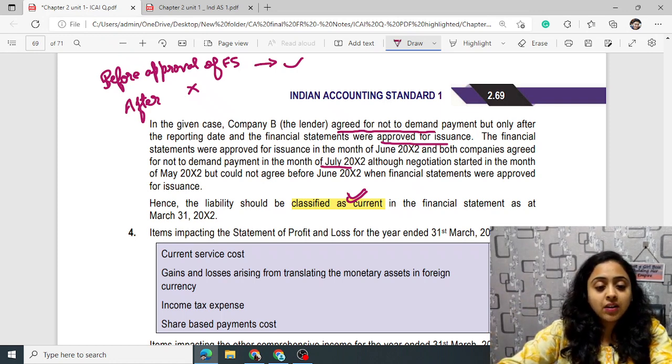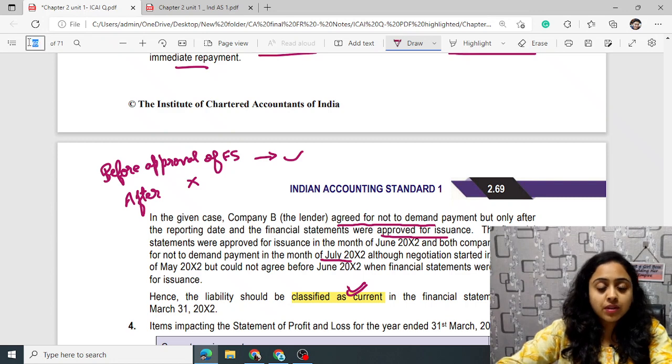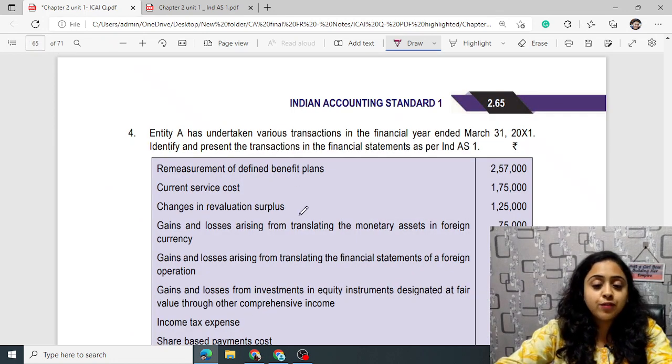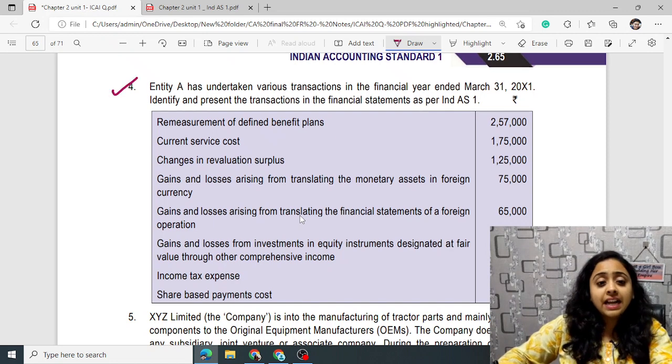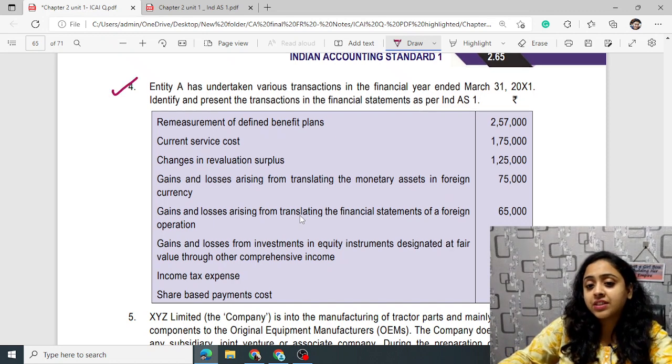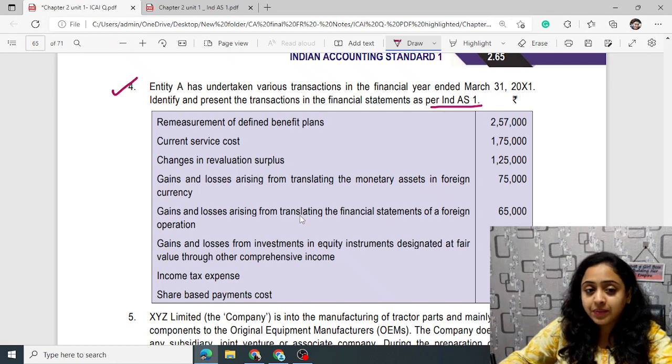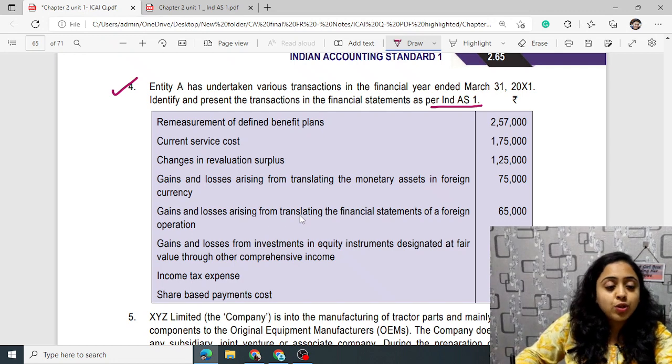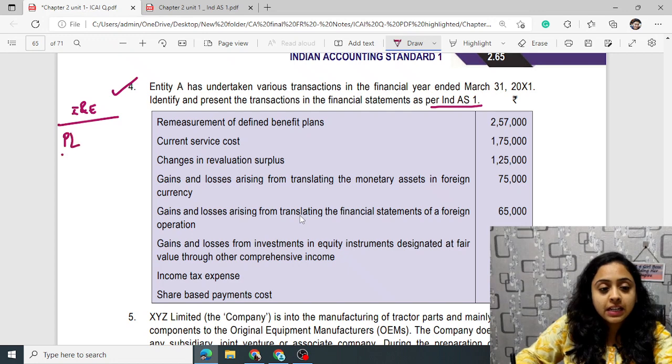Okay. Now, let's do illustration number 4. Page number 65, 2.65. An entity A has undertaken various transactions in the financial year ended 31st March 2001. Identify and present the transactions in the financial statement as per Ind AS 1. These are the amounts that you have to prepare in the P&L, so you know, the income and expense statement. It has two parts, P&L and OCI. Do you remember this? OCI has 9 items. You have to identify the 9 items.